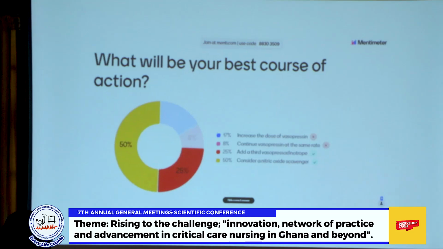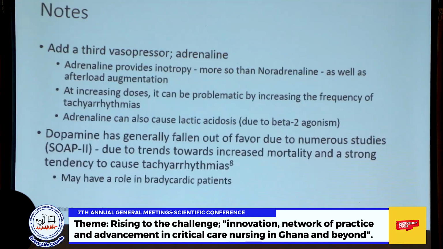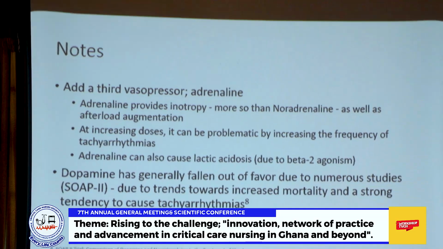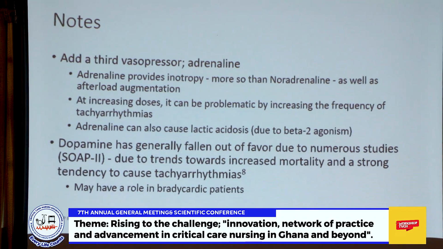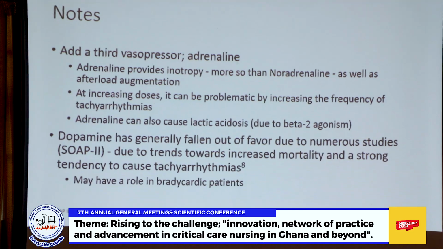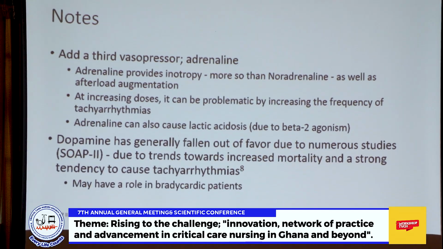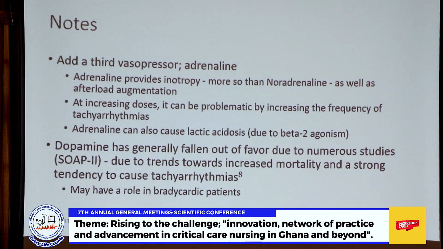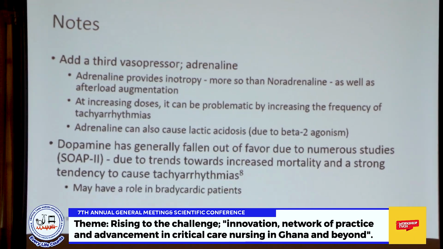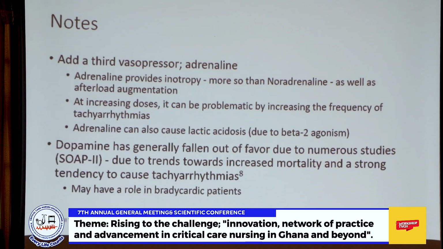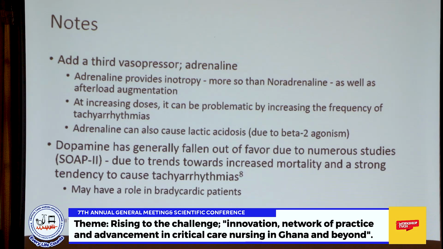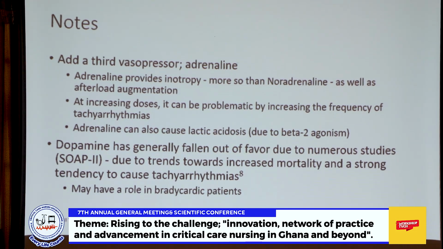Okay, so we should add a third vasopressor. So we can consider adding a third vasopressor, and at this point, maybe the vasopressor you'd want to add is something with some inotropic effect, because all you've been doing is trying to increase systemic vascular resistance, but nothing is happening, right? So you might want to consider something with inotropic properties, like dobutamine, dopamine, or epinephrine, that is adrenaline.